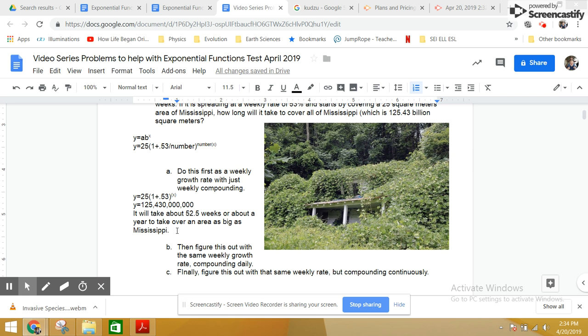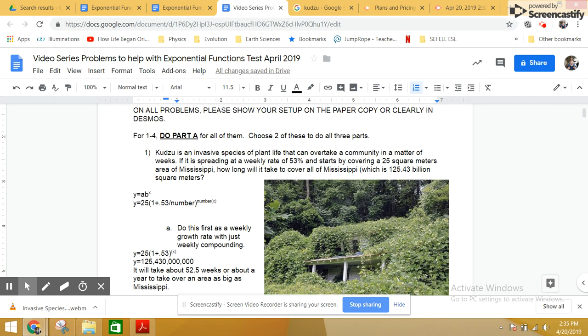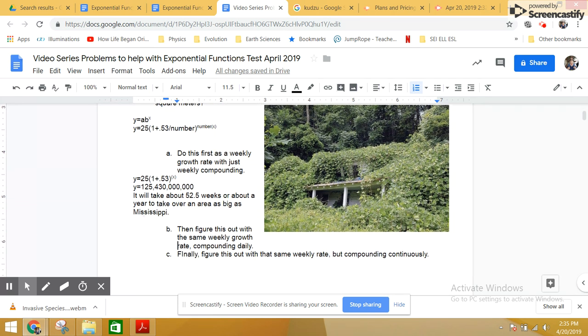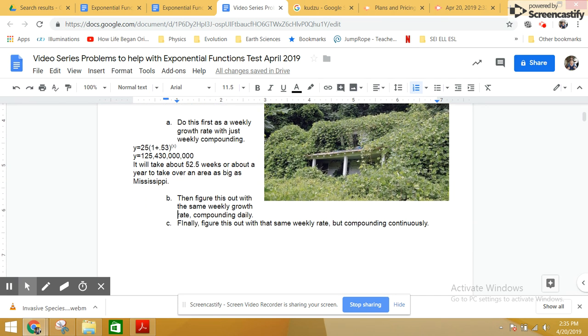Hi, and we're back, and we're going to try the second part of our invasive species problem, which again, we had the kudzu taking over Mississippi. If the compounding was just weekly, with a weekly growth rate of 0.53 or 53%, we set up the equation that you can go back and see in the previous video. However, what if it was compounding daily?